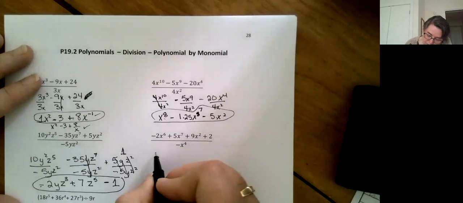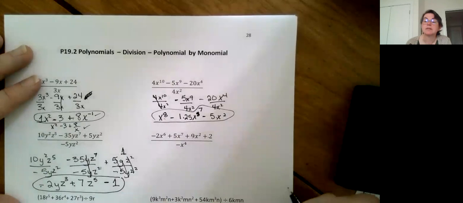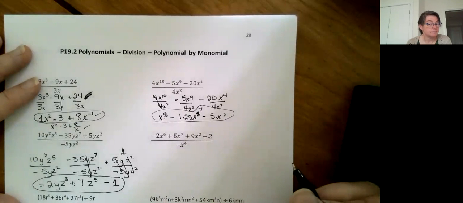Okay, look at this one. Ooh, it's got 1, 2, 3, 4 terms. How many terms should there be in the answer? Yeah, you know, it's 4.